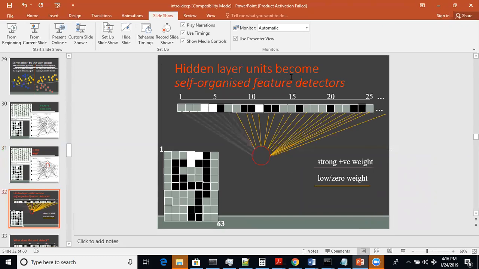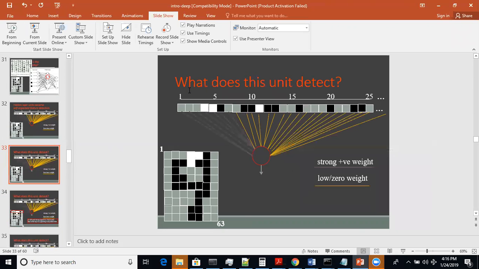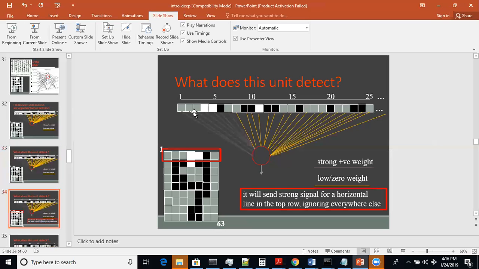So hidden layer units become self-organized feature detectors. I will tell you what is happening here. What does this unit detect? If you see here, there is a strong tendency, a strong signal for a horizontal line in the top row.